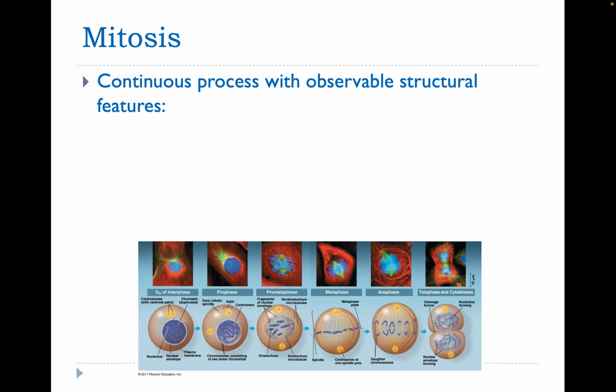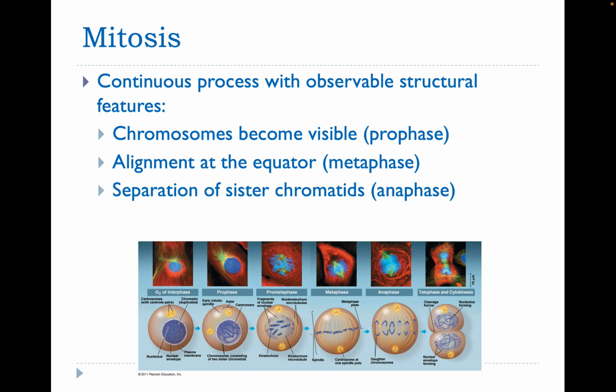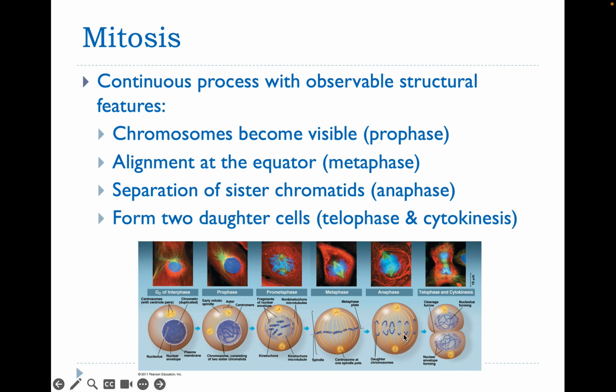All right, so mitosis is a continuous process with observable structural features. The chromosomes become visible in prophase. They align at the equator in metaphase. They separate in anaphase, the sister chromatids separate, and then we form two daughter cells in telophase and cytokinesis.